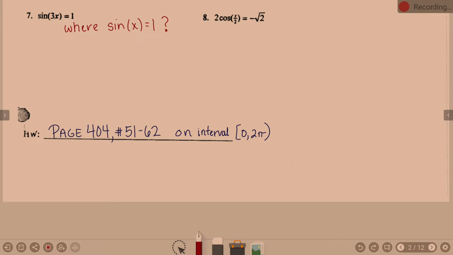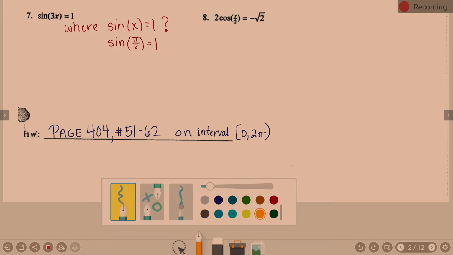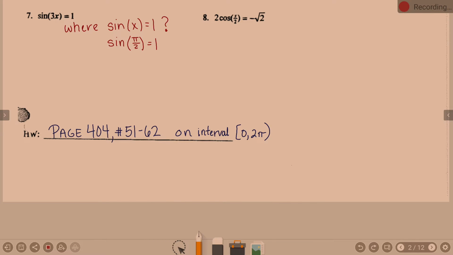And so what I'm going to write here is that you just made the statement, when I said sine of what angle equals 1, you said sine of pi over 2 equals 1. Is that a true statement? If you punch in sine of pi over 2 in your calculator, you're going to get 1. Now, what do we notice? We have two similar statements here. I have sine of 3x equals 1, and I have sine of pi over 2 equals 1.